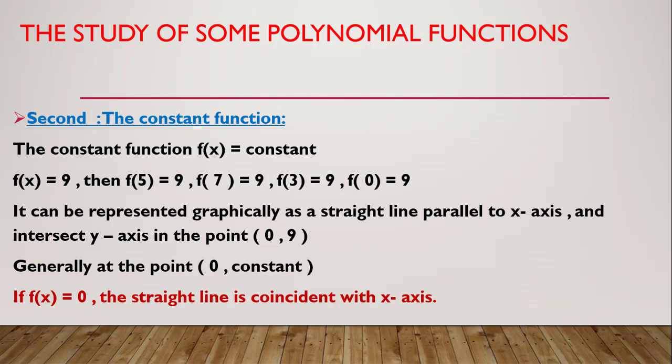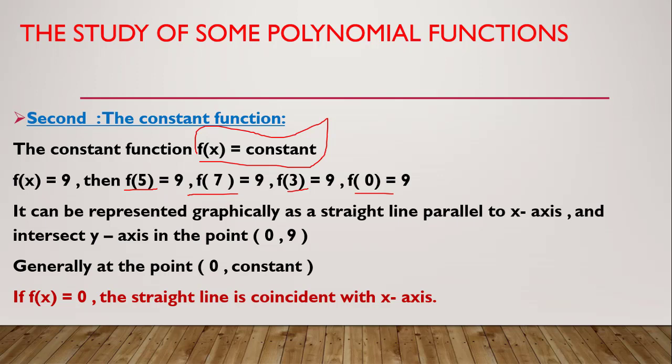The constant function is similar to the linear function, in that this function also can be represented as a straight line. But in this case, f of x equals constant. f of x always is a constant. For example, f of x equals 9. It means f of 5 equals 9. f of 7 equals 9. f of 3 equals 9. f of 0 equals 9. For any value of x, the value of y will be 9.